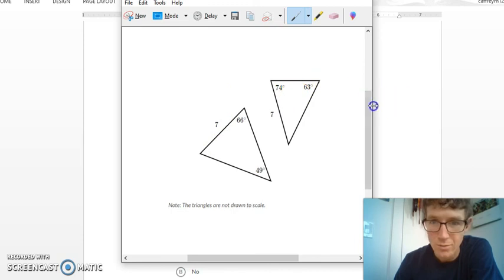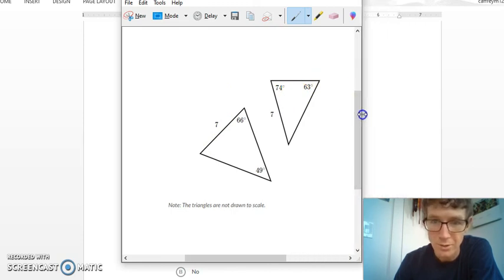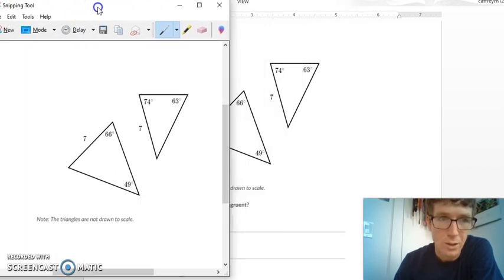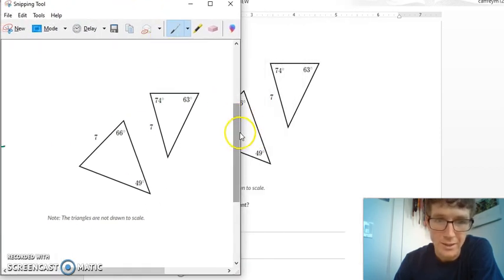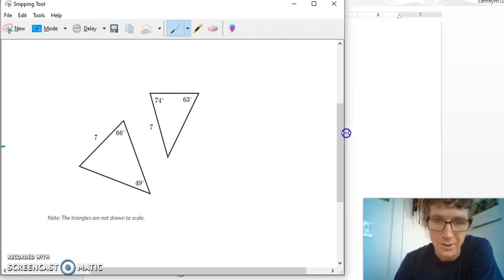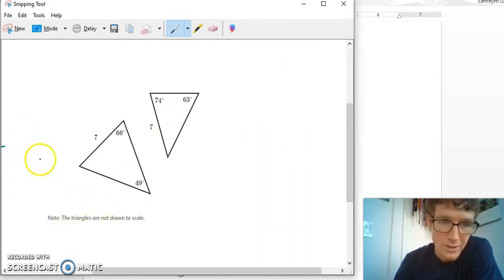So if we look at this, what we know is that these two triangles have one side that's the same. So this side over here is the same as this side right here. We don't really know anything about these two sides, and we need them to be the same size and same shape. To figure out if they're the same shape, let's look at the angles. This is 66 degrees, this is 49 degrees.